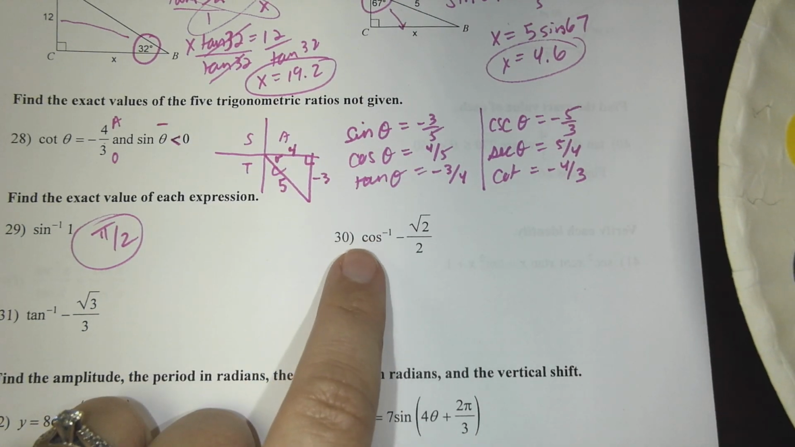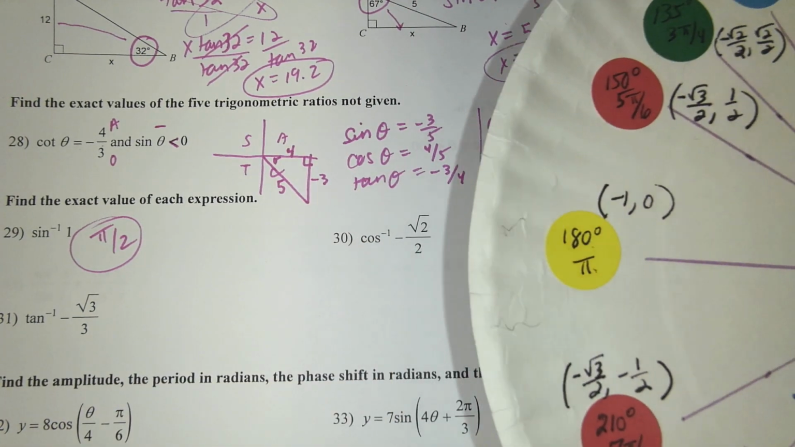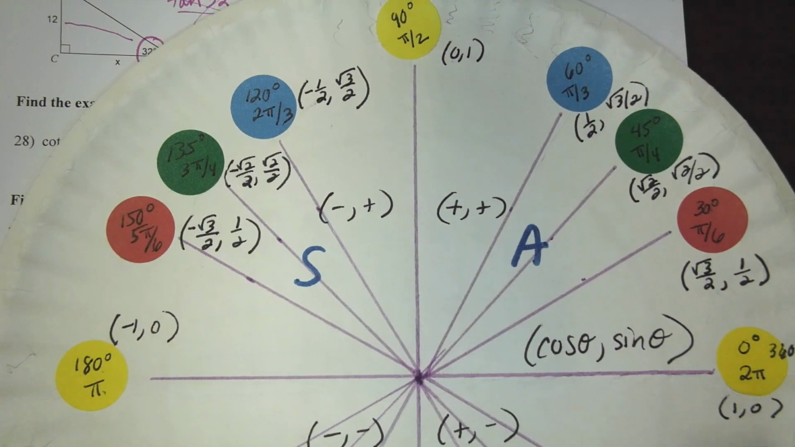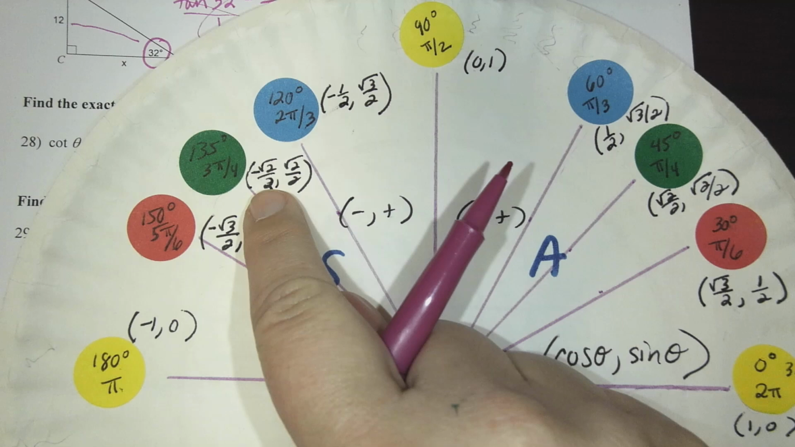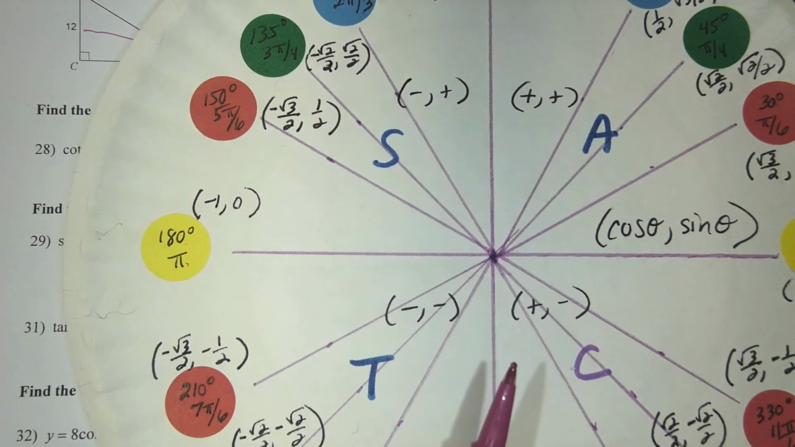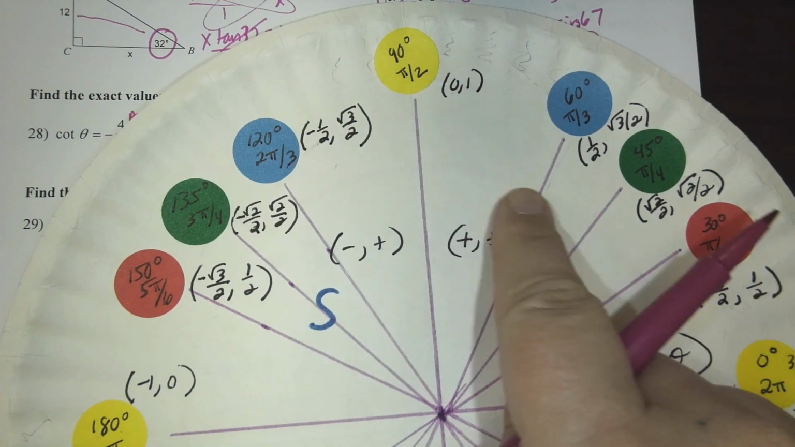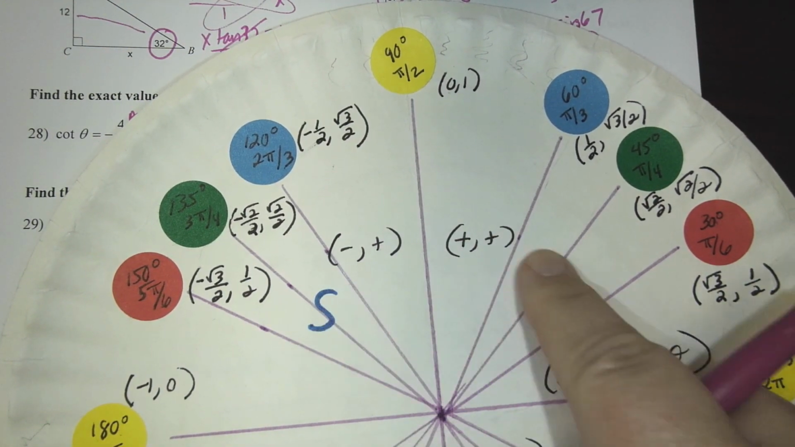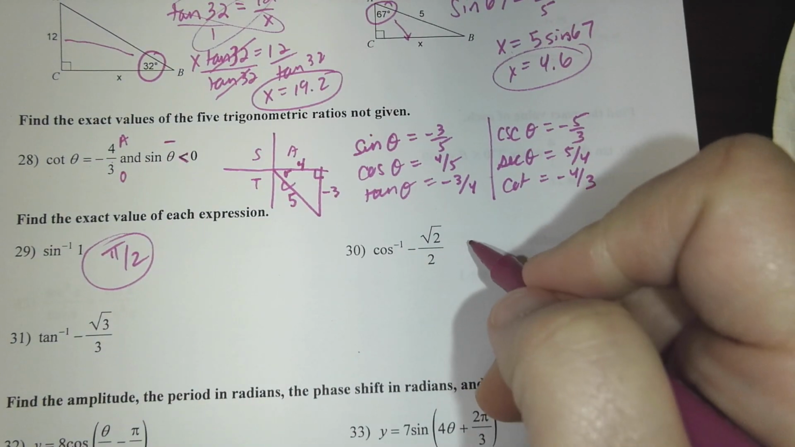How about this one? What is the inverse cosine of negative root 2 over 2? So again, I'm looking for the cosine, which is the x, to be negative root 2 over 2. There's 1. But it's also negative root 2 over 2 down here. Well, inverse cosine can only be in these two quadrants. So we're going to choose the 135 degree, or the 3 pi over 4.